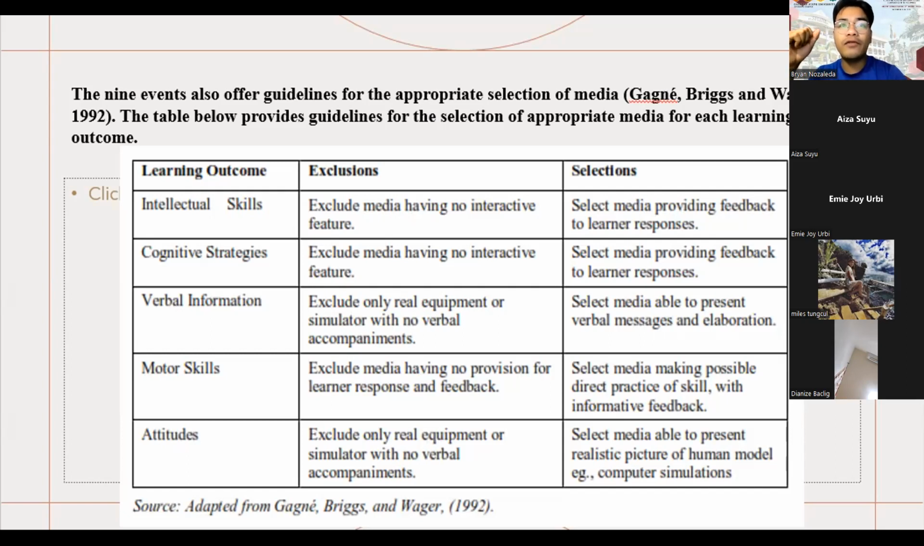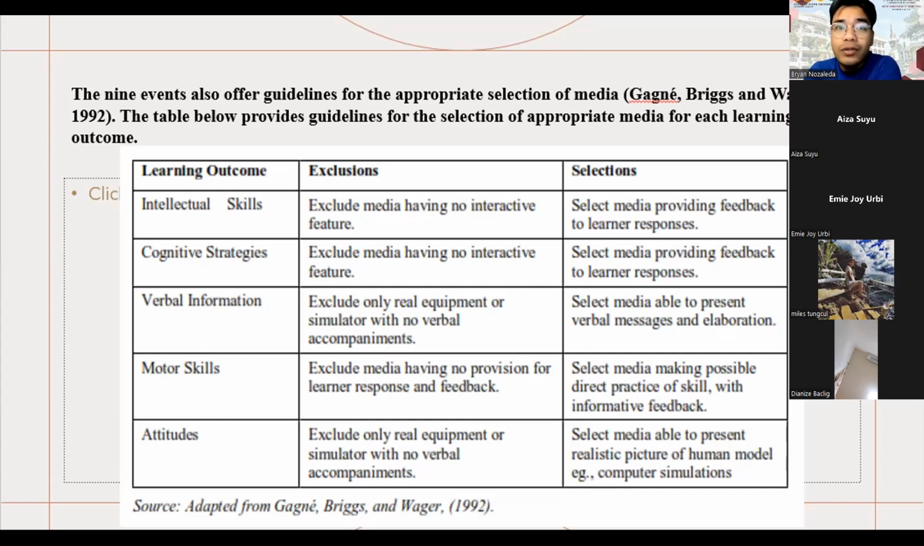So verbal information, if you want to develop or to transfer verbal information to your students, then exclude only real equipment or simulator with no verbal accompaniments. Don't use models, don't use pictures or maps or whatever because they don't give verbal information to students. Instead, you use materials that can relate verbal messages to your students. Okay? Motor skills, exclude media having no provision for learner response and feedback, and select media making possible direct practice of skill with informative feedback.